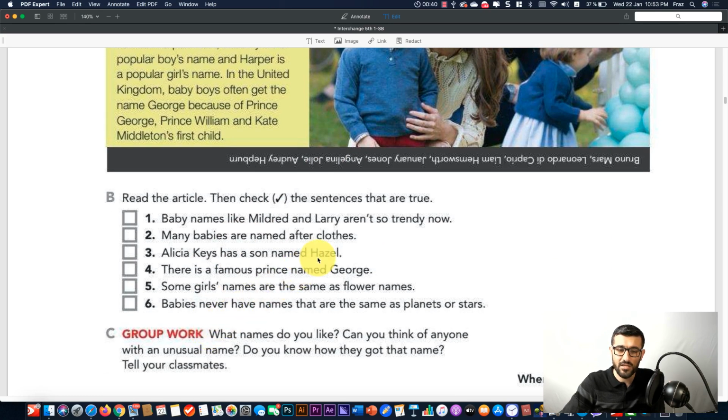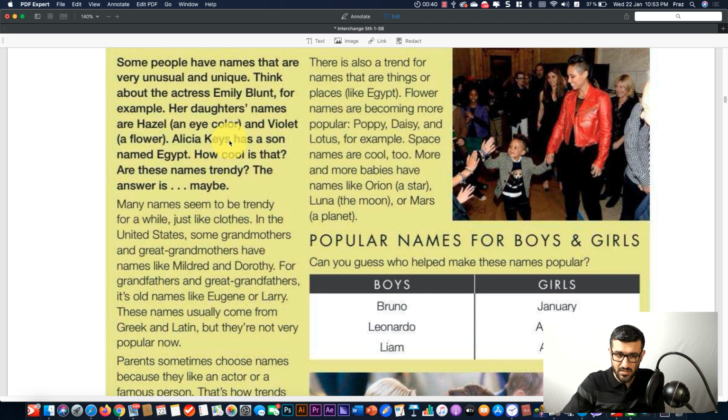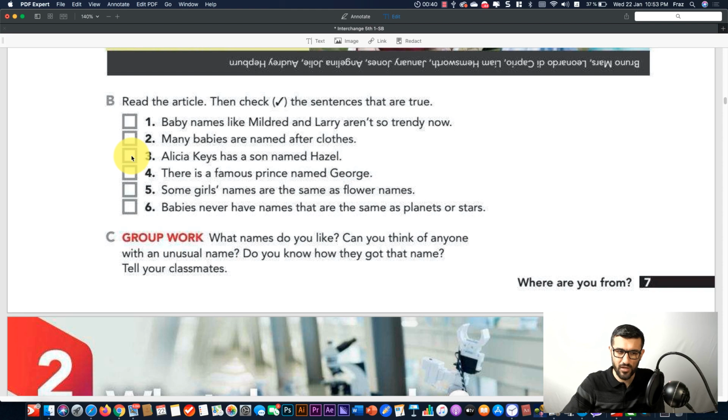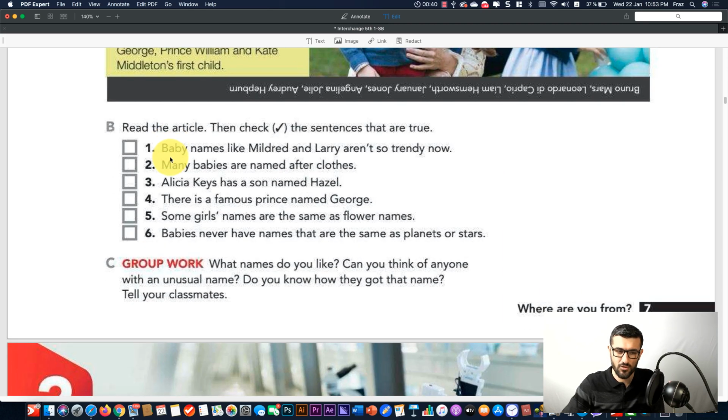Alicia Keys has a son named Hazel. We said Alicia Keys has a son named Egypt, not Hazel. Hazel is the name of Emily Blunt's daughter. So this is also not correct. You don't have to tick it. Okay, just leave it. There is a famous prince named George. Is it true? Yes, we said we have Prince George, and people name their kids George after Prince George. So this is correct, ticked.